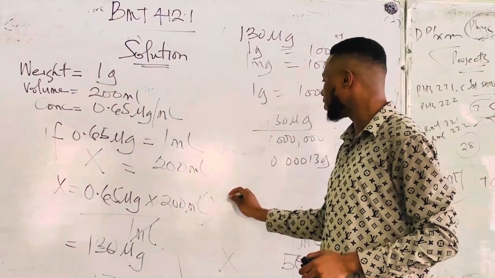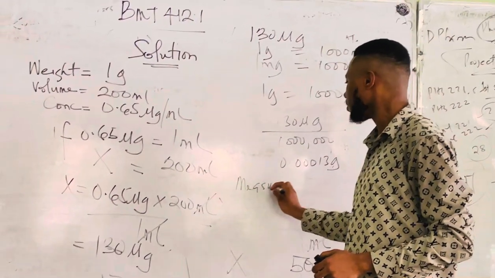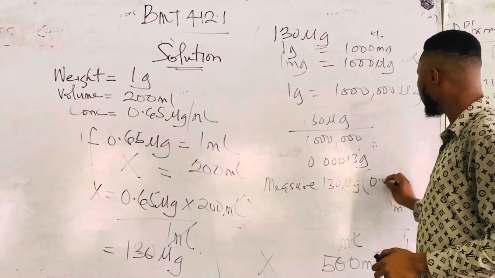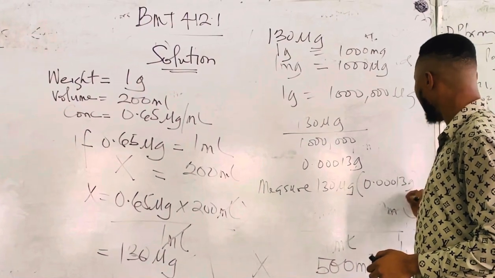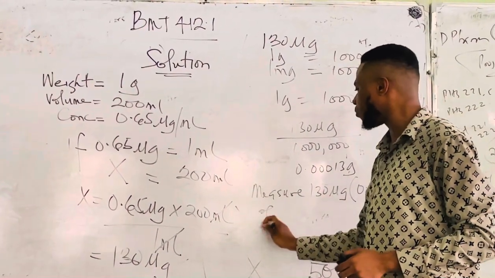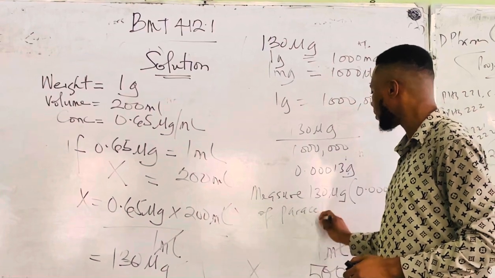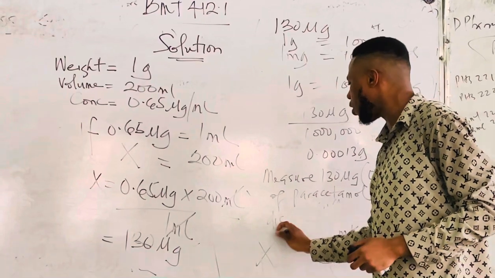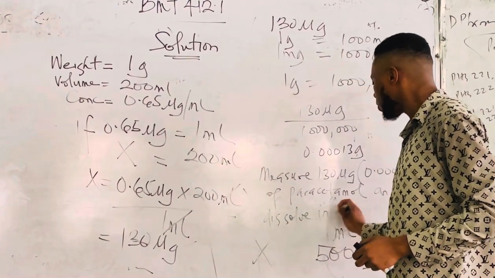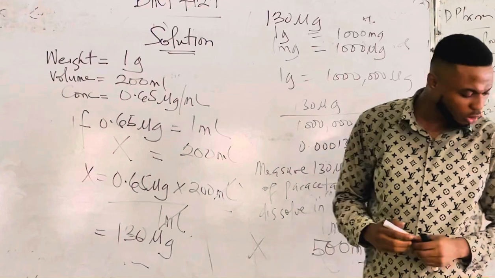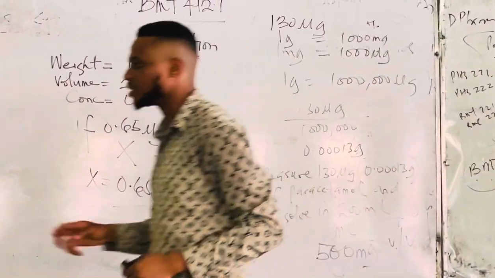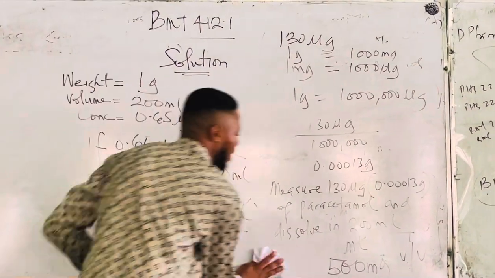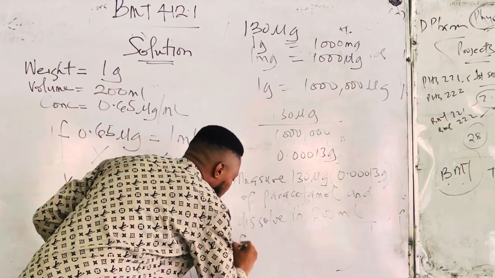So what do we say? We say measure 130 micrograms (0.00013 grams) of paracetamol and dissolve in 200 ml of distilled water.